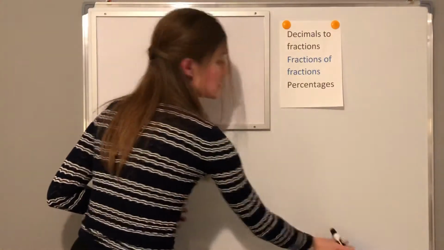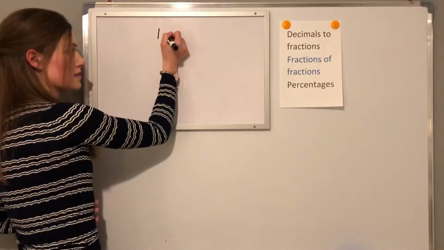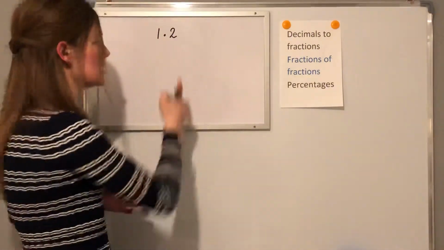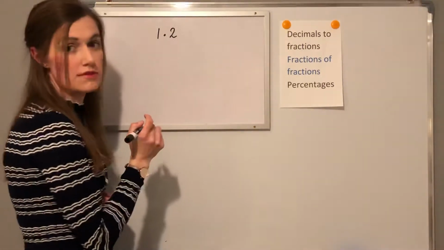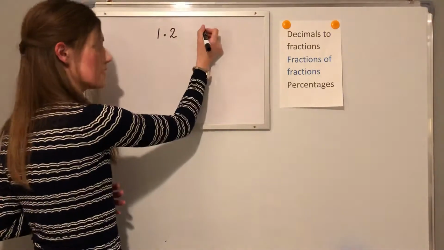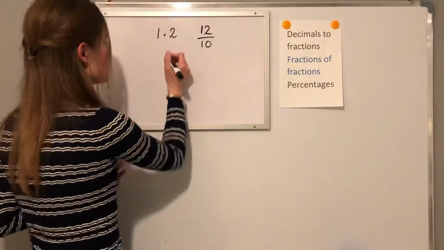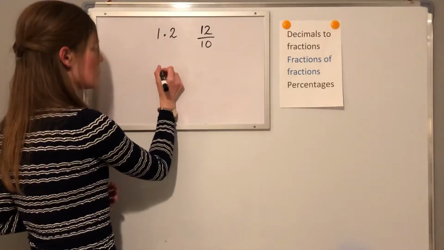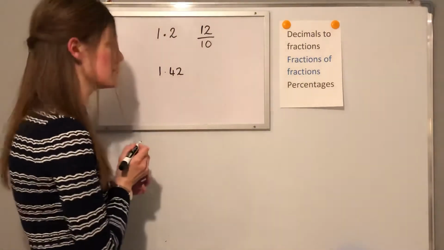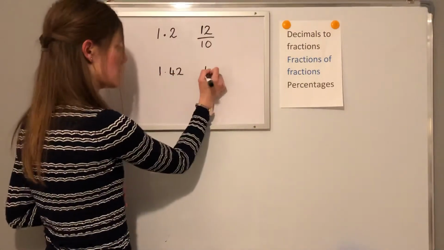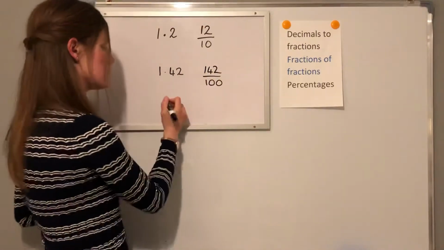Right, now they may try to catch you out with something a little bit harder. If you had 1.2, now you see you've only got one number after the decimal, it's still going to be out of 10. However, this time it's going to be 12 out of 10. If you had something like 1.42, there's two numbers, so it's going to be out of 100, but it's going to be 142 out of 100.